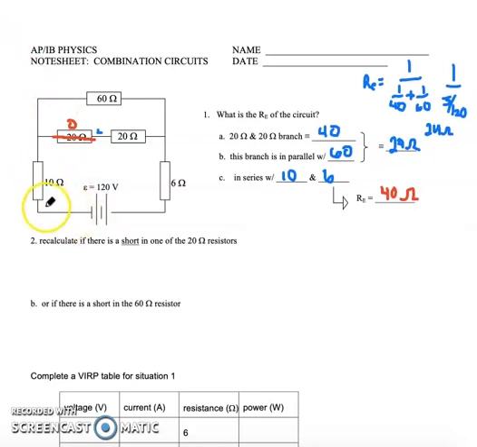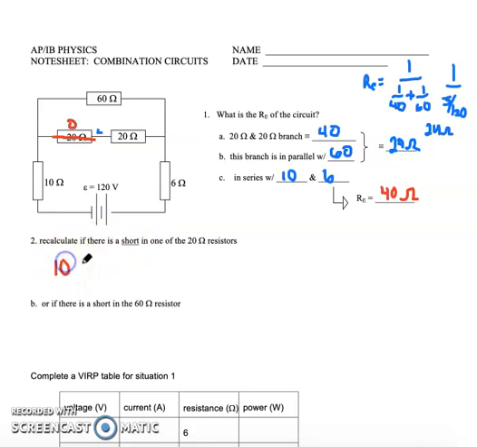Okay, so we have very similar circumstances. The 10 and the 6 are still in series, but now they're in series with two resistors, the 20 and 60 in parallel. Still a combination circuit. So all I have to do is find the effective resistance of 20 and 60 in parallel and then simply add it to the 10 and 6. If you did this already mathematically, you should have gotten an answer of 31 ohms. If you didn't, let me show you.